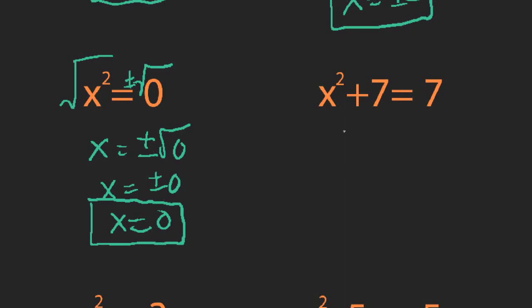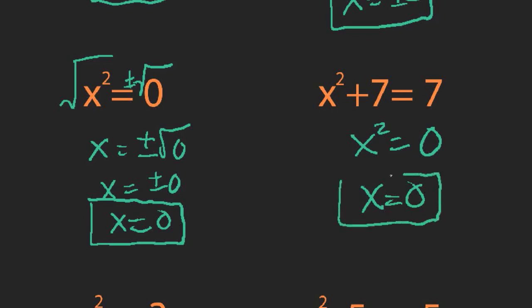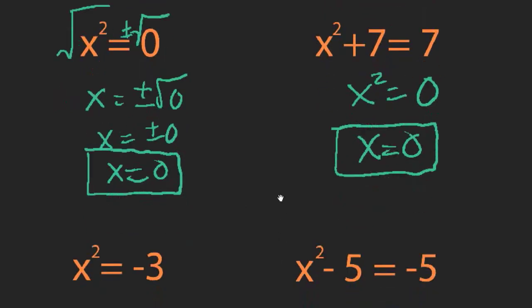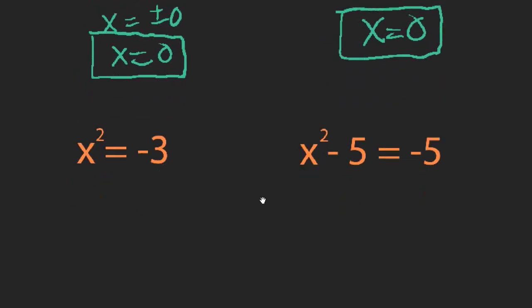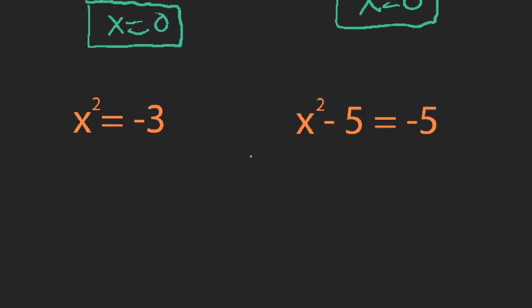Here's another case where we'll only get one solution. I'll subtract 7 from both sides. And then we have something squared equals 0, and we know that that's just one solution, x equals 0. So you can either get two solutions or one solution, or in fact, you can actually have a quadratic equation that has no solutions. So that would be something like this, x squared equals -3.